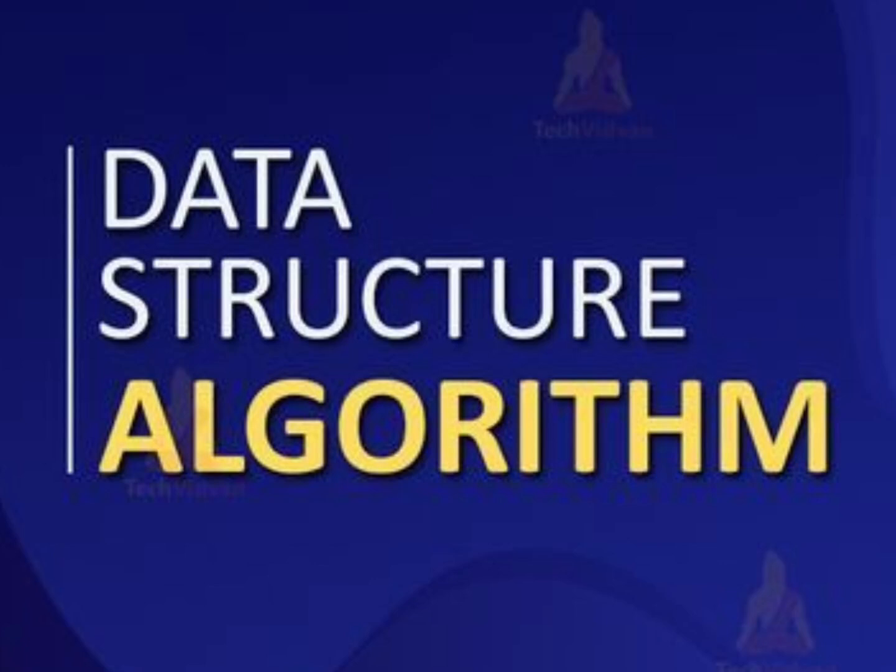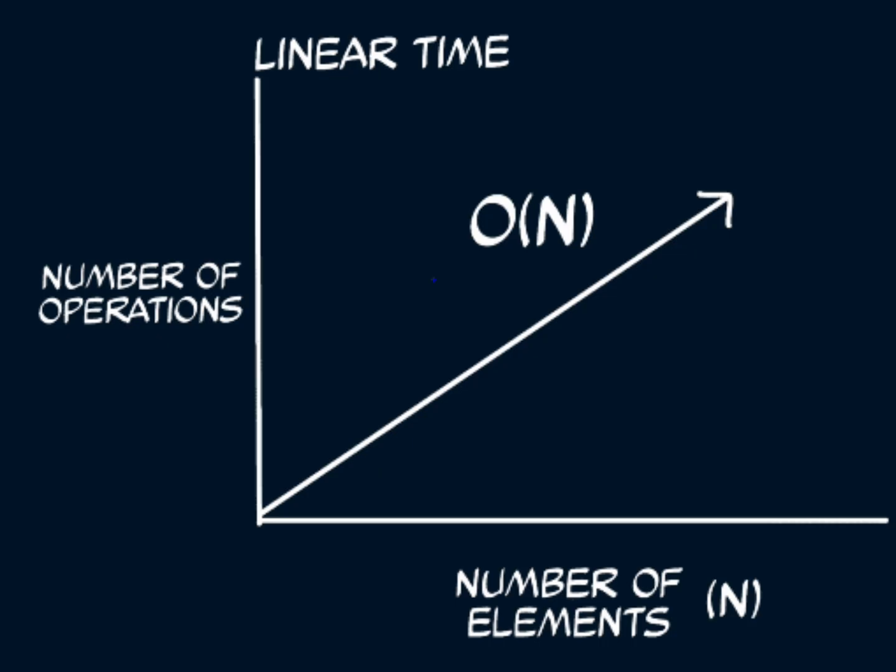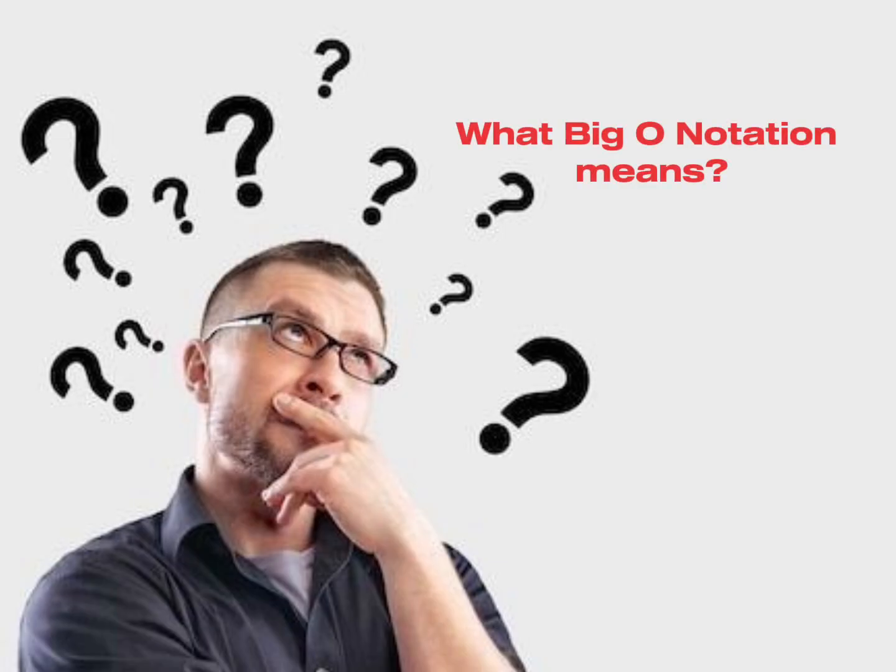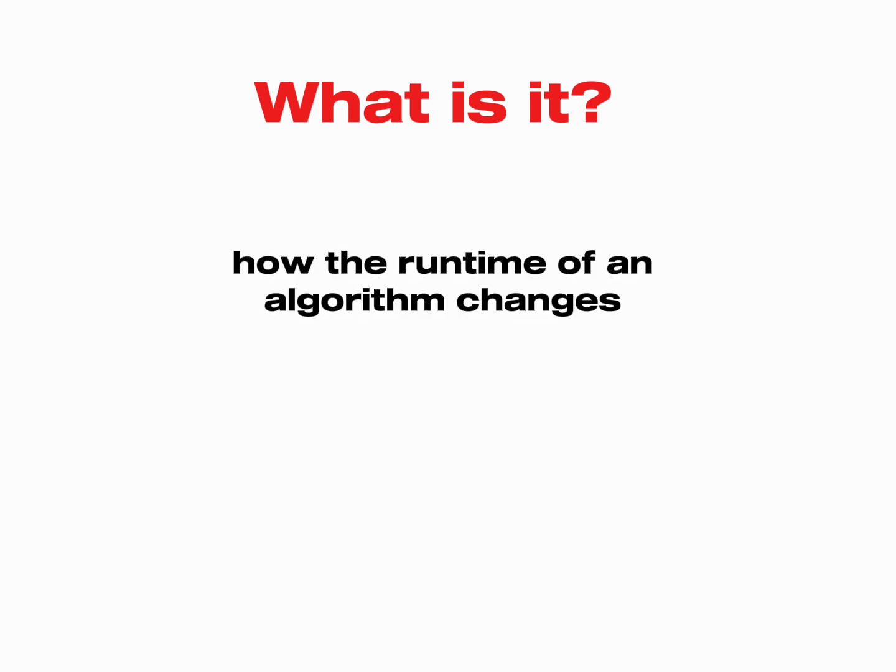Good morning. Today, I'll be explaining one of the most common algorithm concepts, linear time operation. Before we start, let's briefly talk about what Big O notation means. Big O notation is a way to describe how the runtime of an algorithm changes as the input size increases.